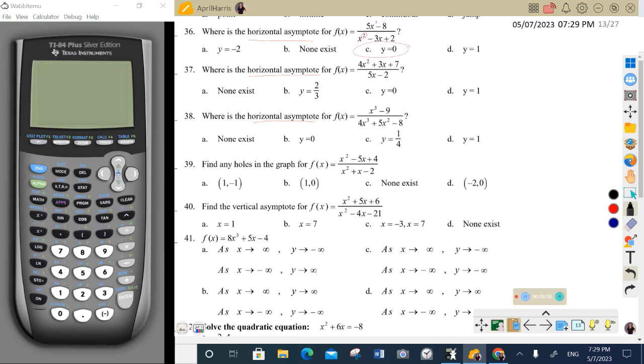On 37, the degree of the top is 2, the degree of the bottom is 1, so your top's bigger than your bottom. You really don't have a bottom.